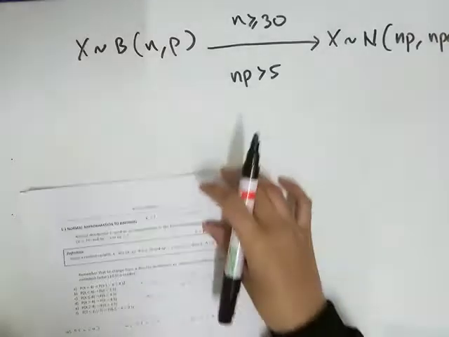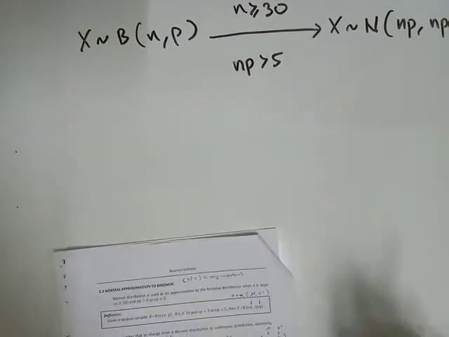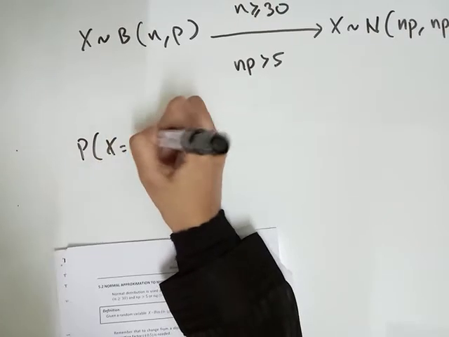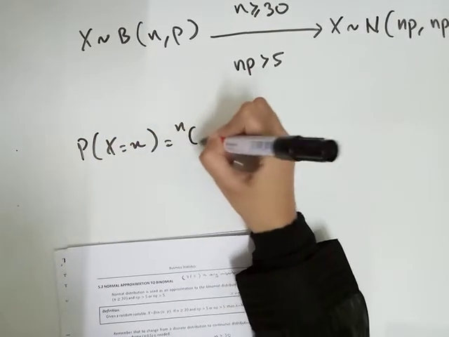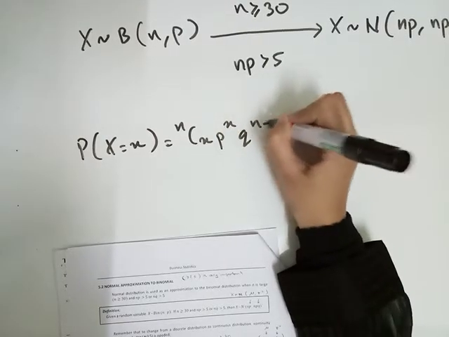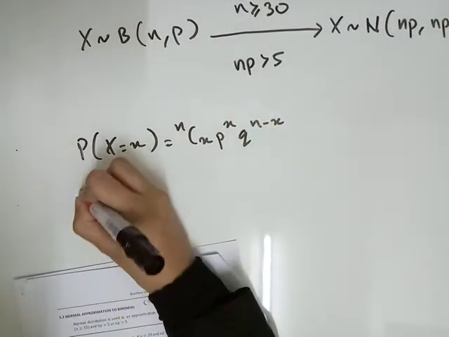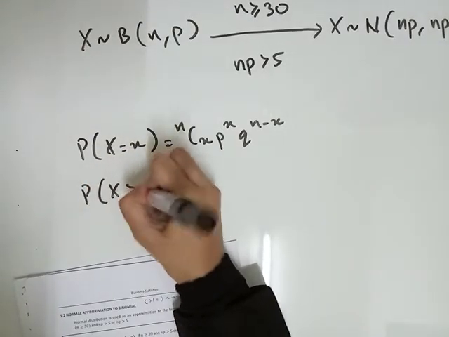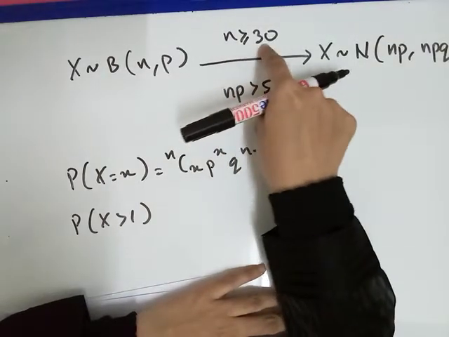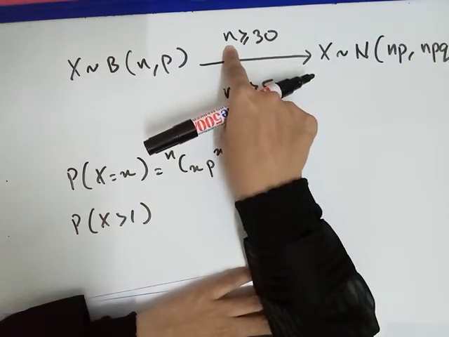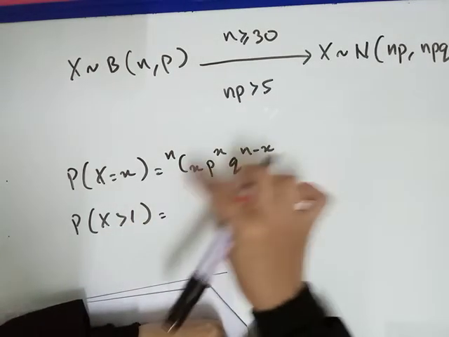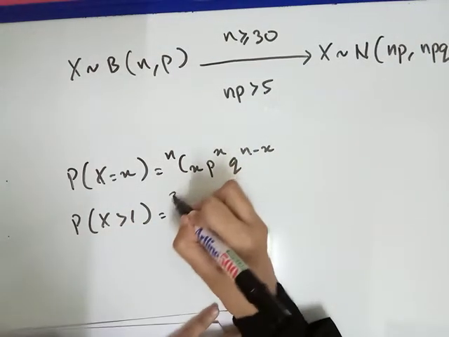Okay, let's see. Before this we have done study about binomial distribution. Probability of random variable X, it is equal to nCx times p power x times q power n minus x. And then we need to find the probability X more than 1. Okay, if n more than 30, n is the sample size. So we need to use this formula to find the probability.